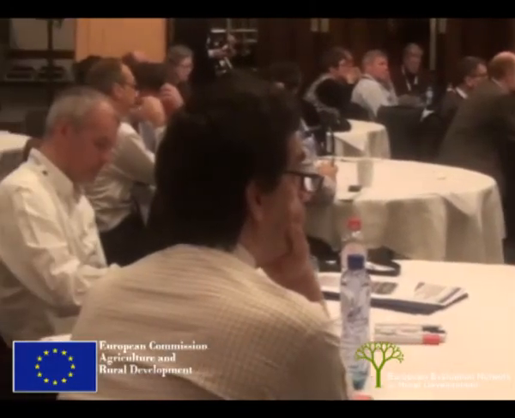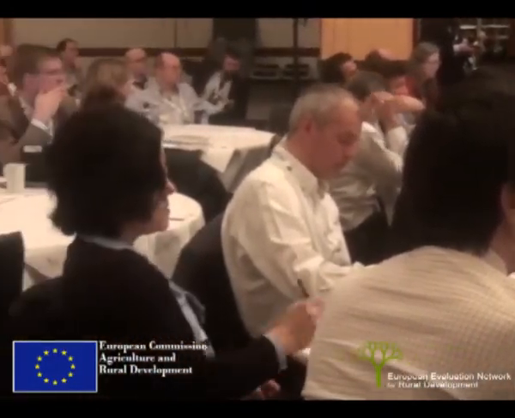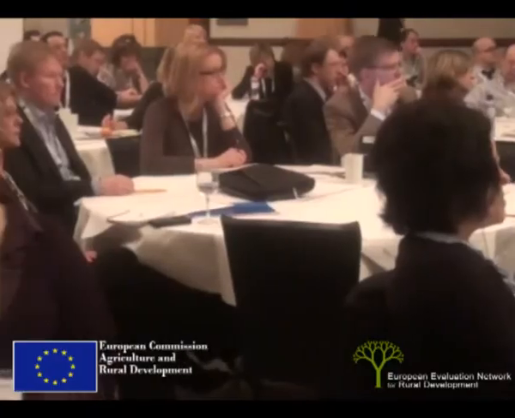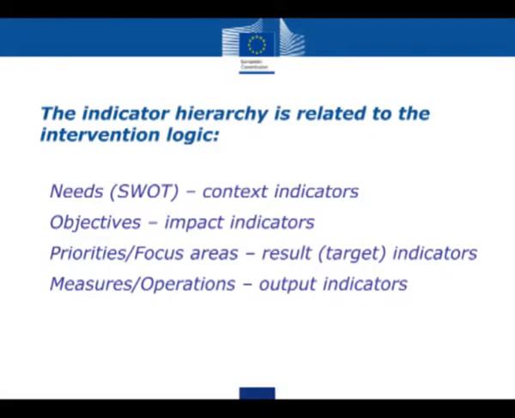Then the 6 priorities and the focus areas linked to those. This is the level at which the result and the target indicators come in. And because we really want to see what we're achieving in terms of the focus areas, there should be at least 1 target indicator per focus area. So this is our key basic element to see how we're going towards achieving the objective set. And then down at the level of measures and individual operations, this is where we're looking at the output information.